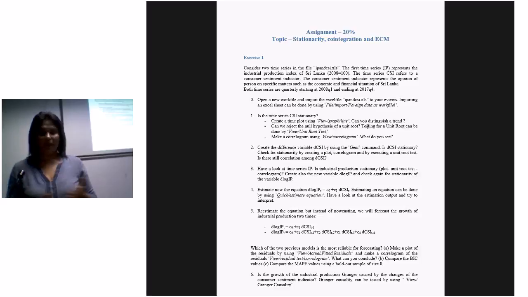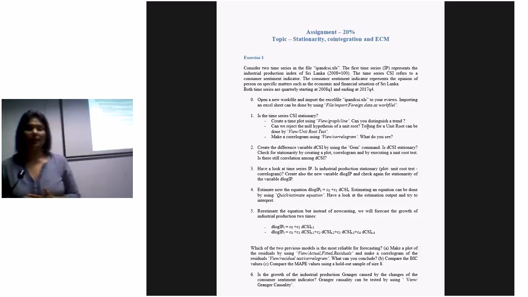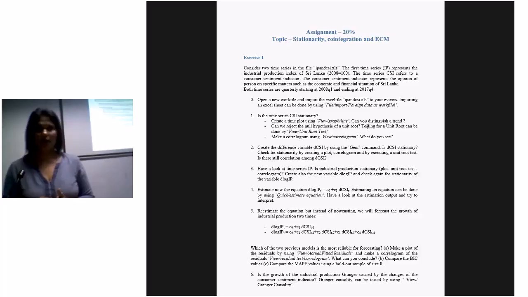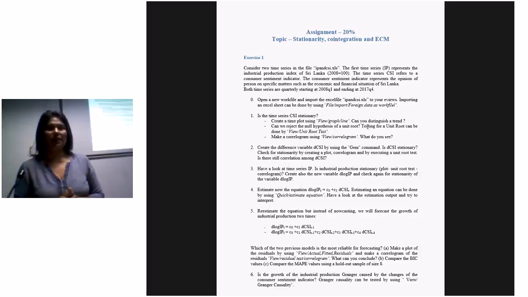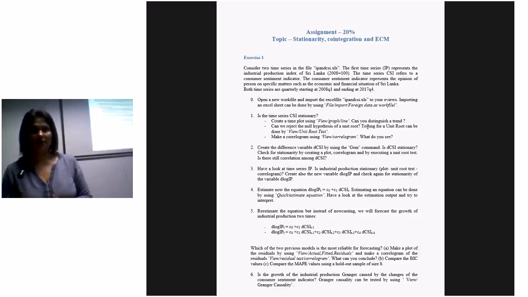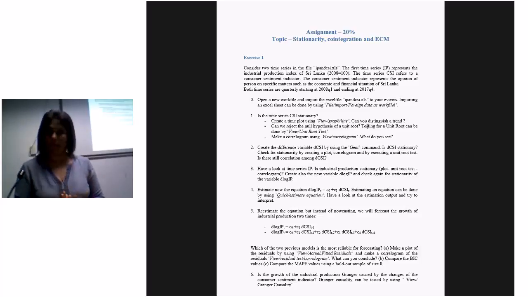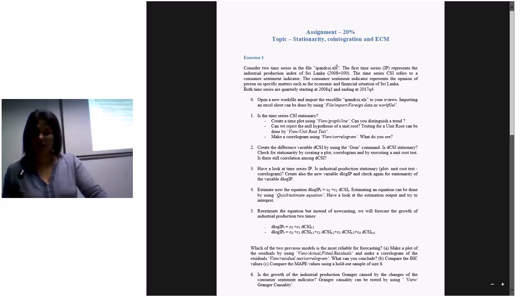Then we discuss the stationarity. Then we discuss the topic called cointegration. Then we discuss the topic error correction model. When we discuss the topic vector autoregression, right? Covering these few topics, I designed this assignment, and with the data, if you have your own data, test your data as well.